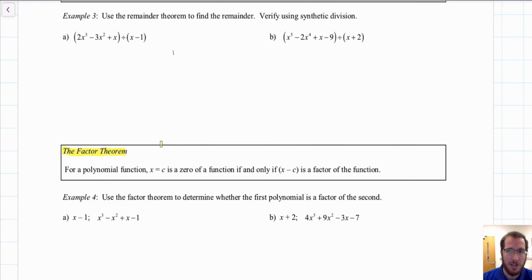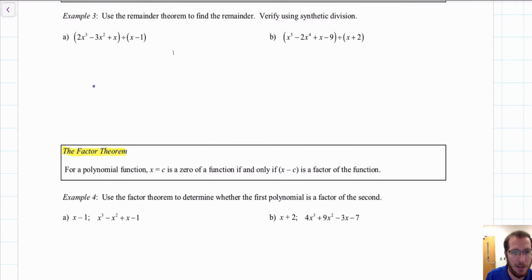Okay, so we talked about this, though not as formal of a definition, when we talked about the factored form of a polynomial and how to make the connection between the equation and its roots. But we can connect this to the remainder theorem in saying that if we use the remainder theorem on a function and we find out that the remainder is 0, then that c value has to be a root of that function, and x minus c has to be a factor of that function.